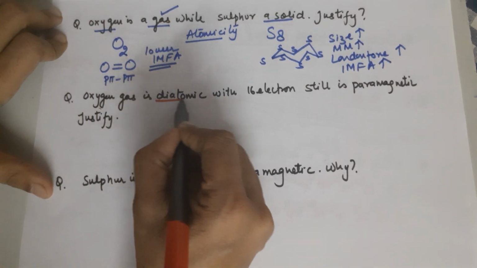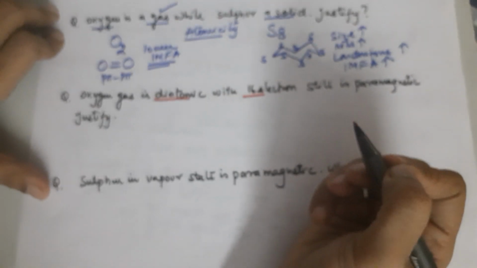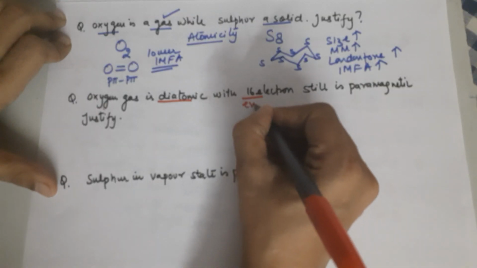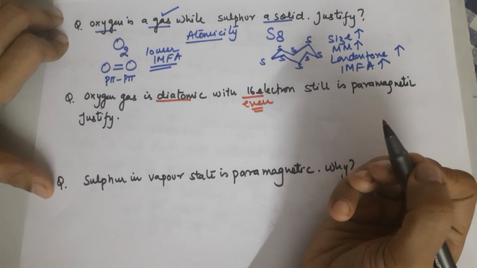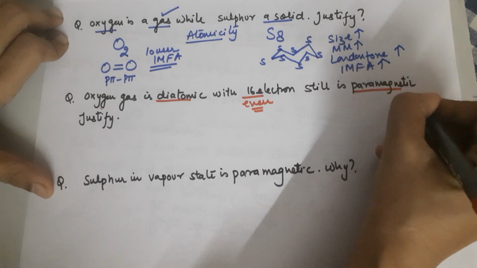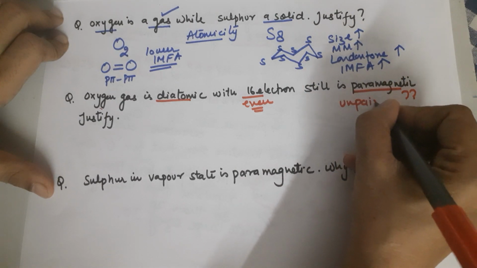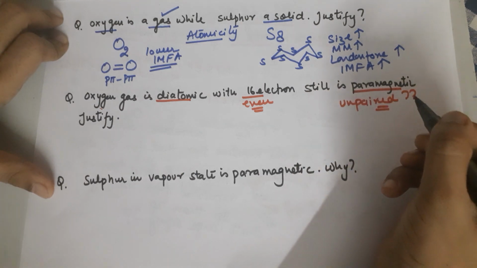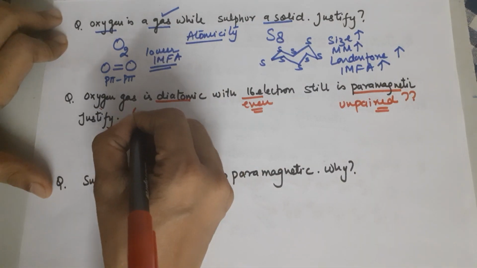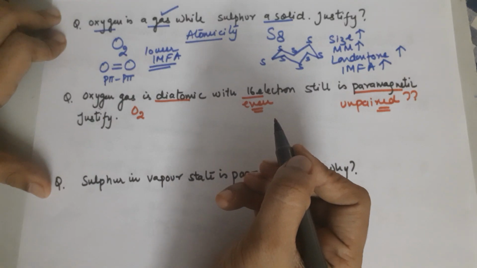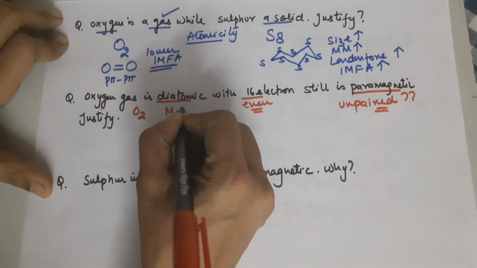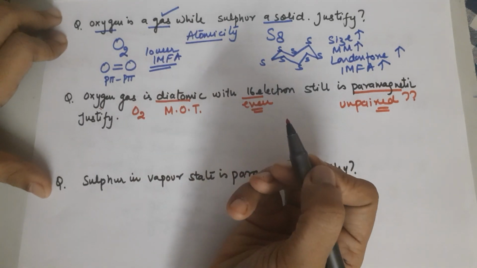Oxygen gas is diatomic with 16 electrons. Now, 16 electrons means it has an even number of electrons, but it is still paramagnetic, which means it has unpaired electrons. You have to justify it. Now, we are talking about the O2 molecule, so we will be talking about the molecular orbital theory.